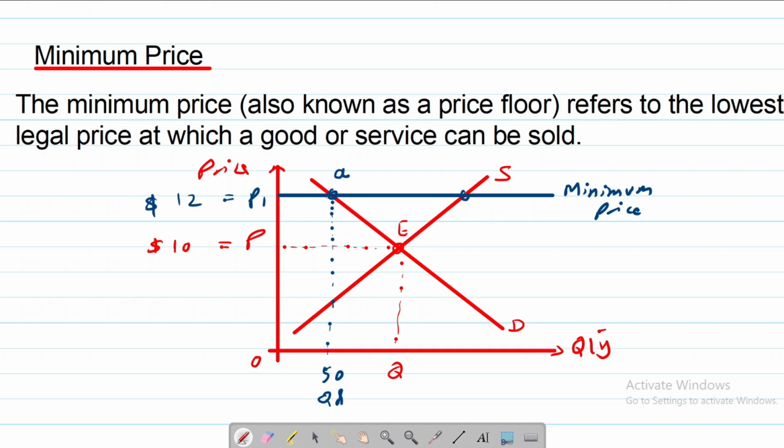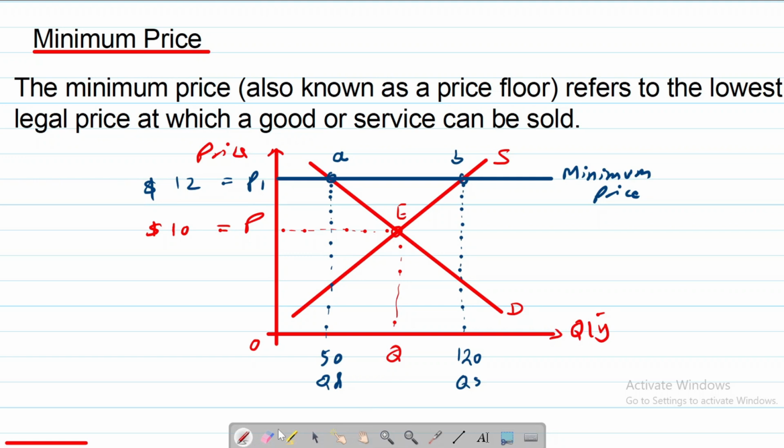Right, but at price $12, if we move along this minimum price line up to point B, then quantity supplied will be at B, and we can also draw a perpendicular from point B to find the quantity supplied. So quantity supplied is, let's assume, 120 units of a product. It means at price $12, consumers are willing to purchase only 50 units, but sellers are willing to sell 120 units. So supply is much more than the demand, resulting in a surplus of supply.